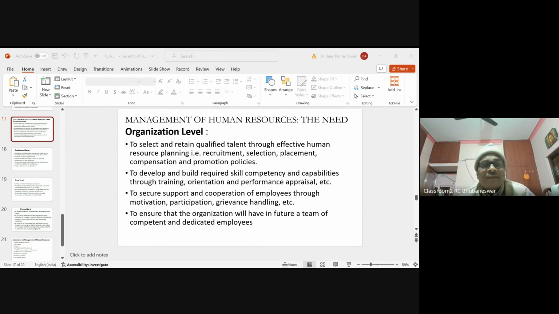Selection, placement, compensation and promotion policy. So while we are giving promotion to the eminent post, certain background must be verified, his efficiency or her efficiency should be taken into consideration. But in our school system, in our Odisha, that has not been taken into account, that my experience is there.